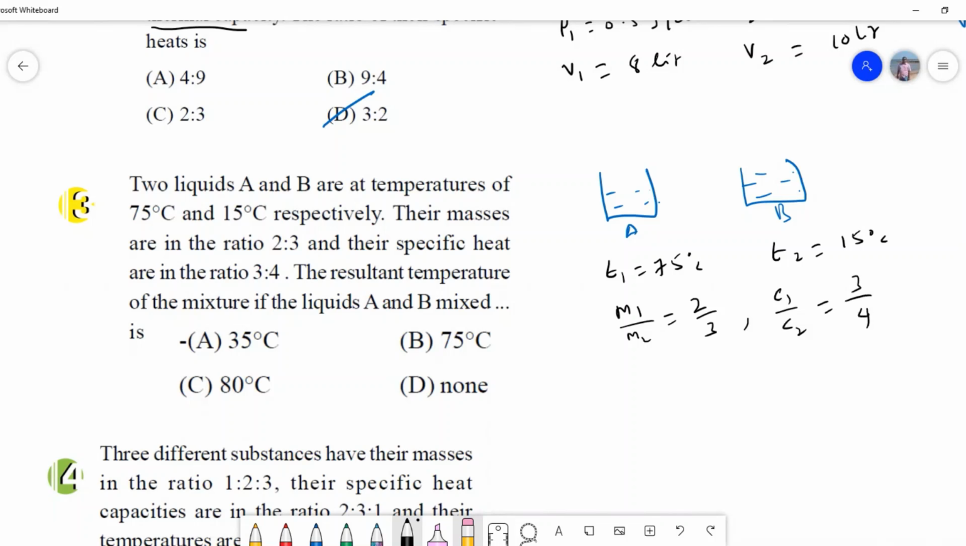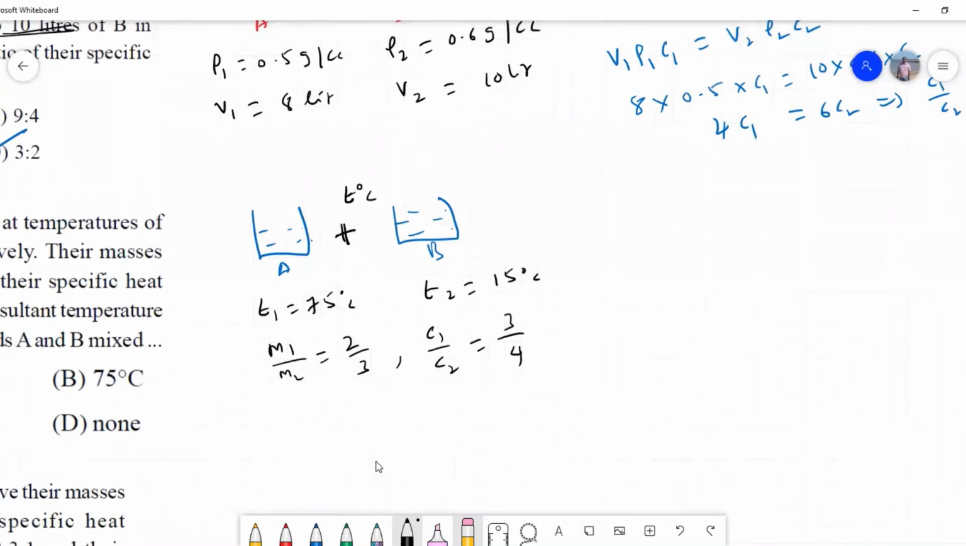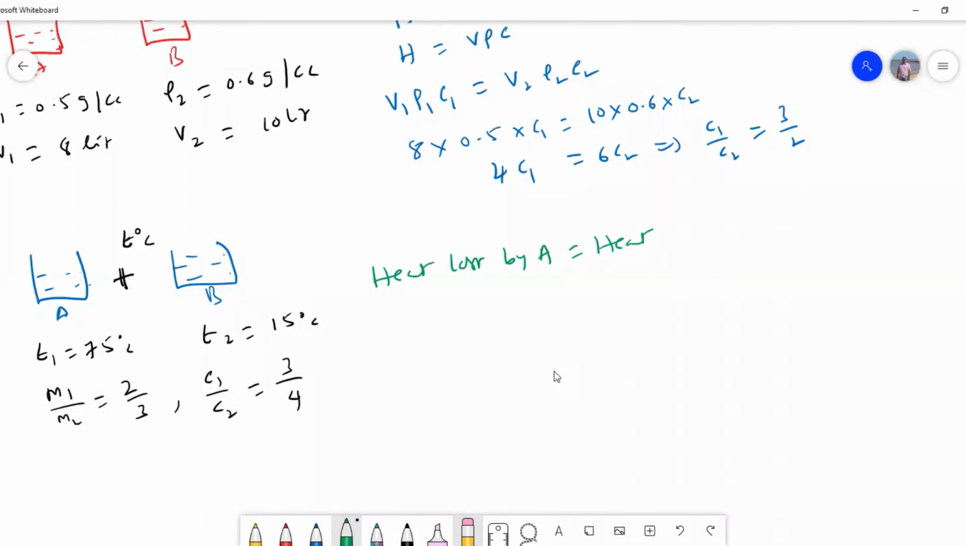Now, find the resultant temperature of the mixture if the liquids A and B are mixed. Suppose I mix them, let me take T as the resultant temperature. This resultant temperature should be less than T1 and more than T2. So that means I can say that A will lose heat and B will gain heat. So let's equate the heat lost by A to the heat gained by B.